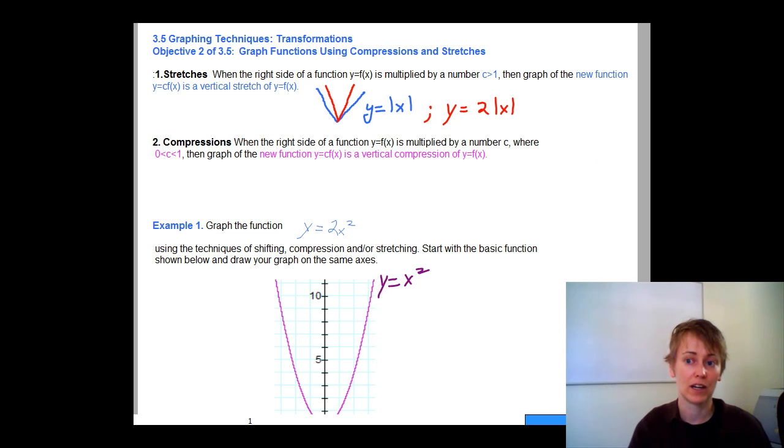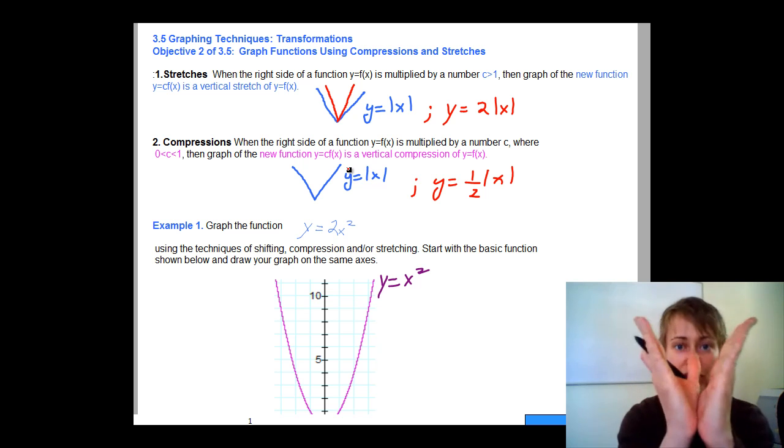Okay, let's go to the other idea, concept number 2 of this lesson, compressions. So now when you take a function and you multiply it by a number where this time the number is a fraction, that means it's between 0 and 1, then the graph of the new function y equals c times f of x is a compression of the original. So now what I want you to think of is, again, I have, say, as an example, the absolute value of x. Now I'm going to multiply it by 1/2. So this new graph will be a compression.